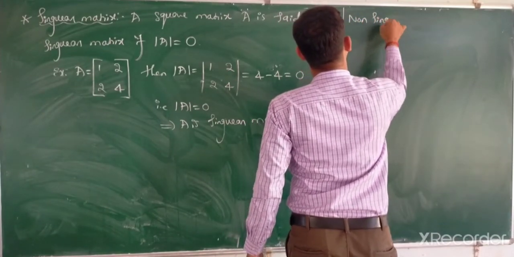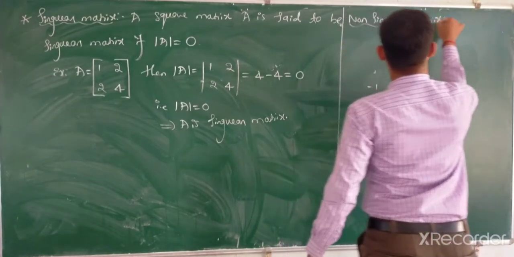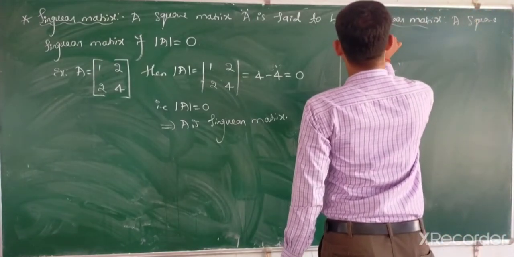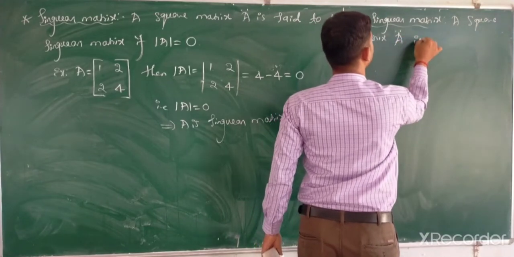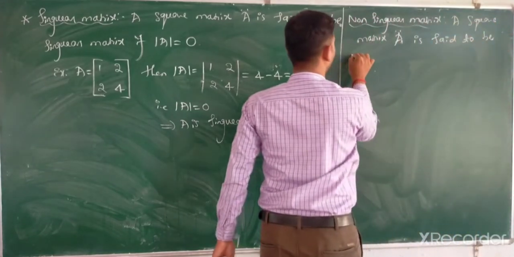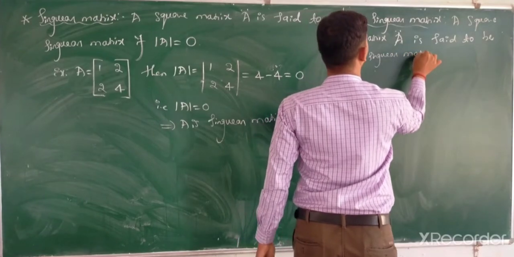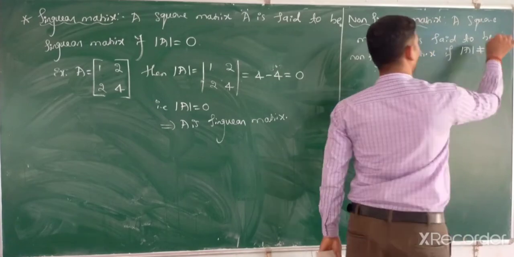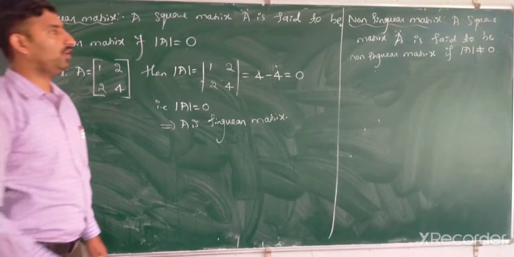Non-singular matrix. Correct? A square matrix capital A is said to be non-singular matrix if determinant of A not equals to 0.